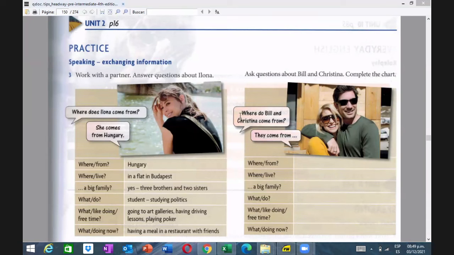Okay, that's correct. Here, look at the example, right? Where do Bill and Christina come from, right? Because we are talking about two people, Bill and Christina. That's why we are using the auxiliary do. Please, the answer, group B. The United States. They come from the United States. Okay, that's correct. Please continue, group A, the next question.